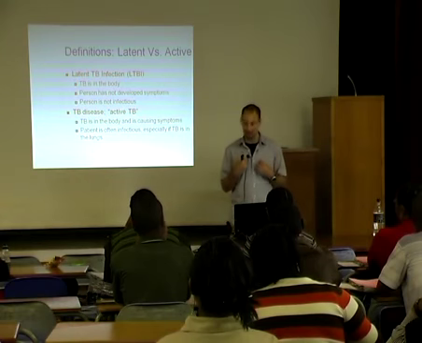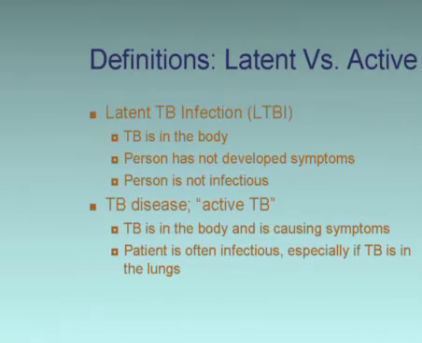Now that's different from TB disease, or what other people call active TB. These people have TB living inside the body, but it's causing a problem. They're sick. It's causing symptoms. These people are coughing, or they're having meningitis, or a pleural effusion, or pericardial effusion, or TB abdomen, TB of the bones. They are sick. And if it's in the lungs, then they are contagious. There's a difference between latent TB infection and active infection. Okay?